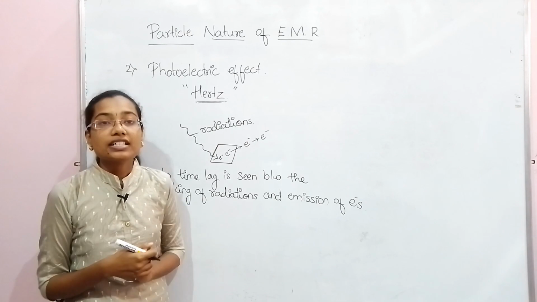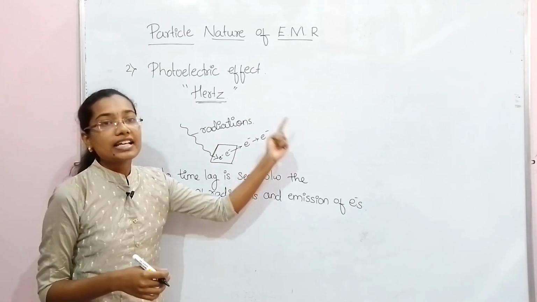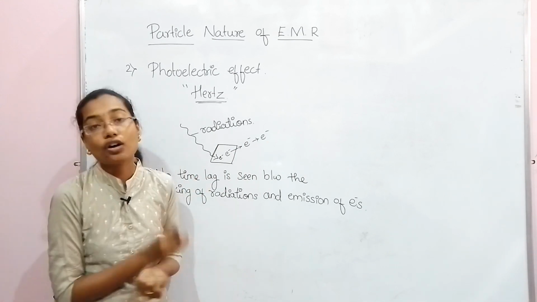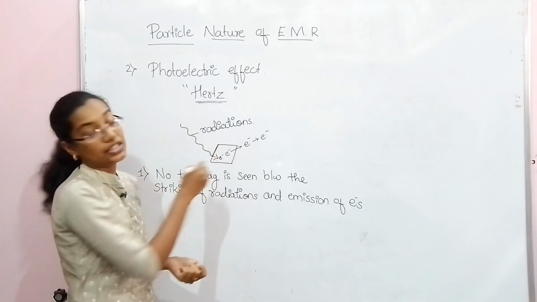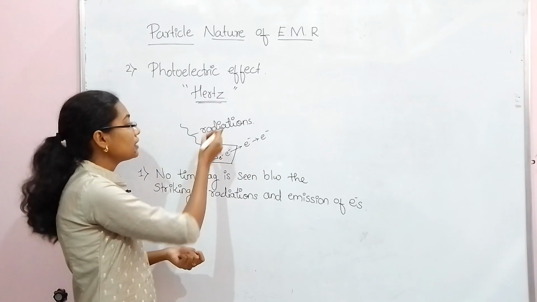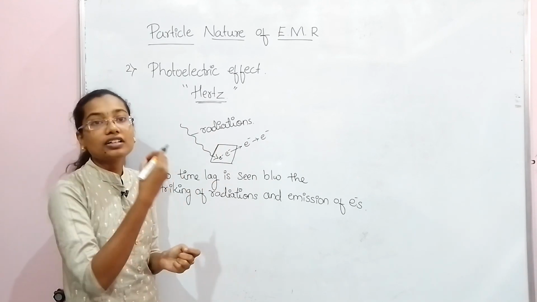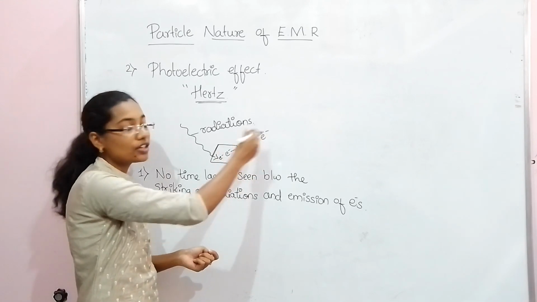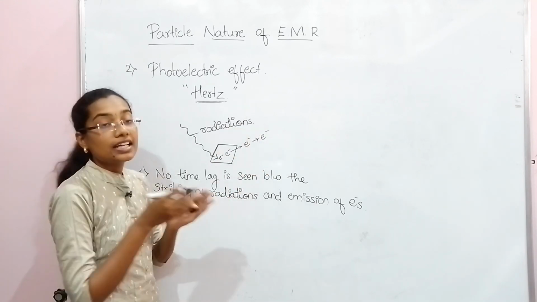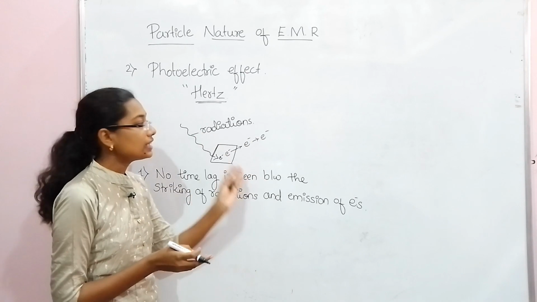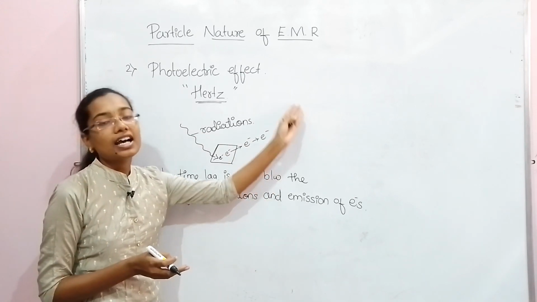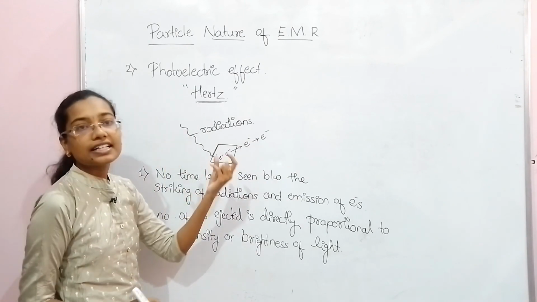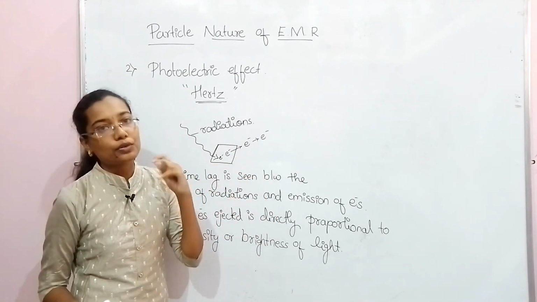The second observation is that the number of electrons ejected is directly proportional to the intensity or brightness of the radiation. If the intensity of the radiation is very high, then the number of electrons emitted is also very high. If the intensity is low, then the number of electrons ejected is also low. So the number of electrons and the intensity are directly proportional.